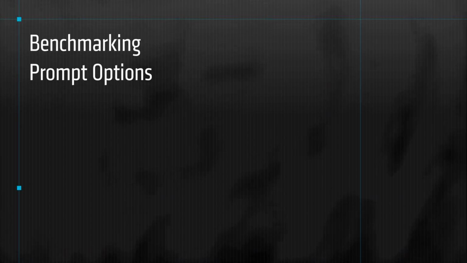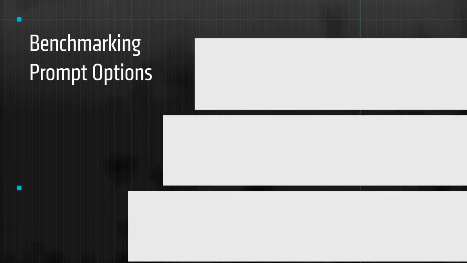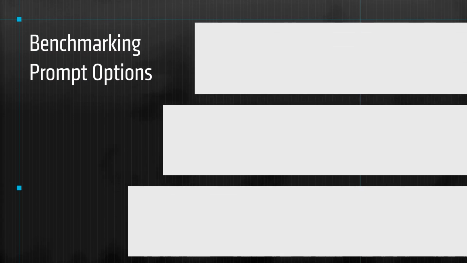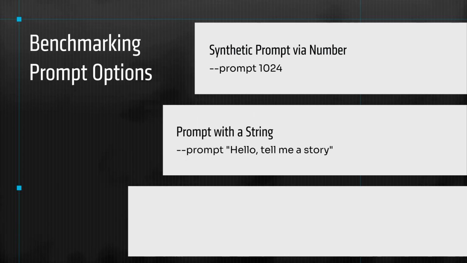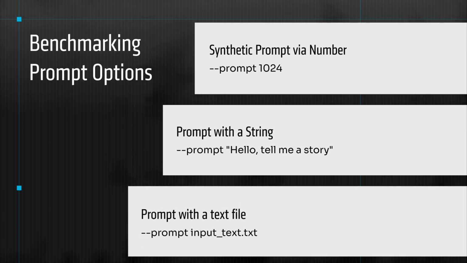What are ways that you can prompt a model using Lemonade? The benchmarking tools offer 3 different ways of providing a prompt. 1. Give it a number, and the tool will create a synthetic prompt that has exactly that many tokens. The second option is to provide it with a string such as, "Tell me a story." And the third option is to give it a path to a text file, and whatever text is in the file will be loaded as the prompt. That's really useful if you're doing repeatable benchmarks of long passages of text.